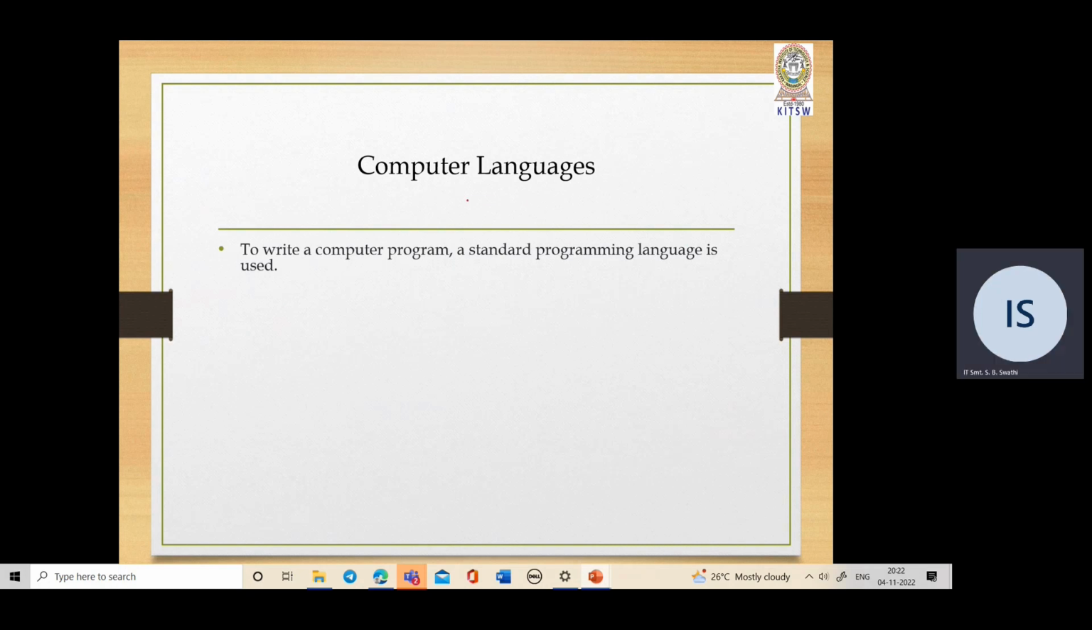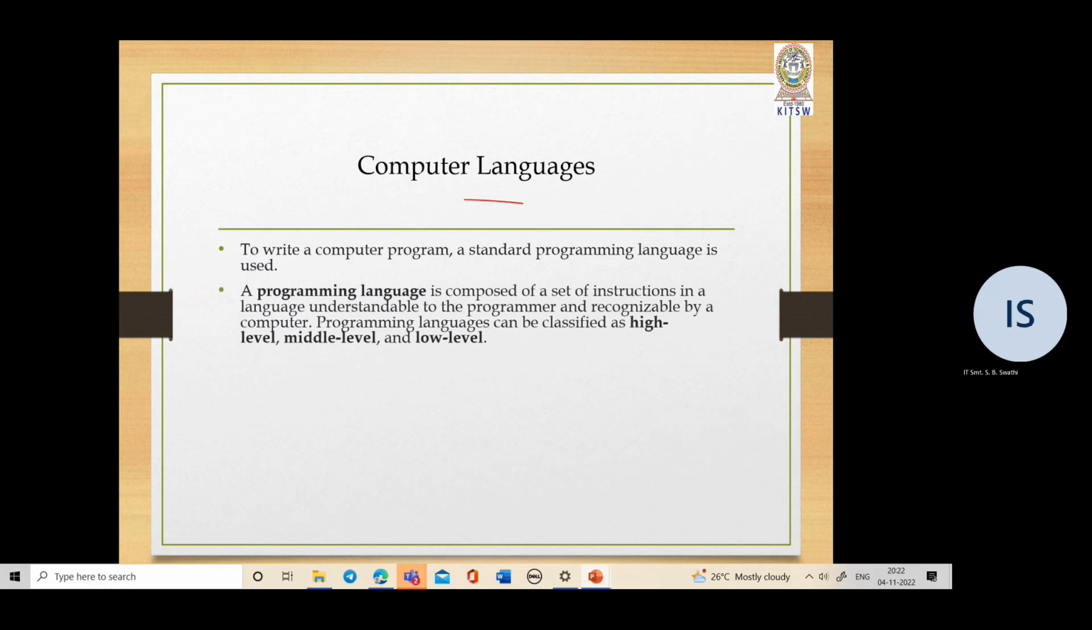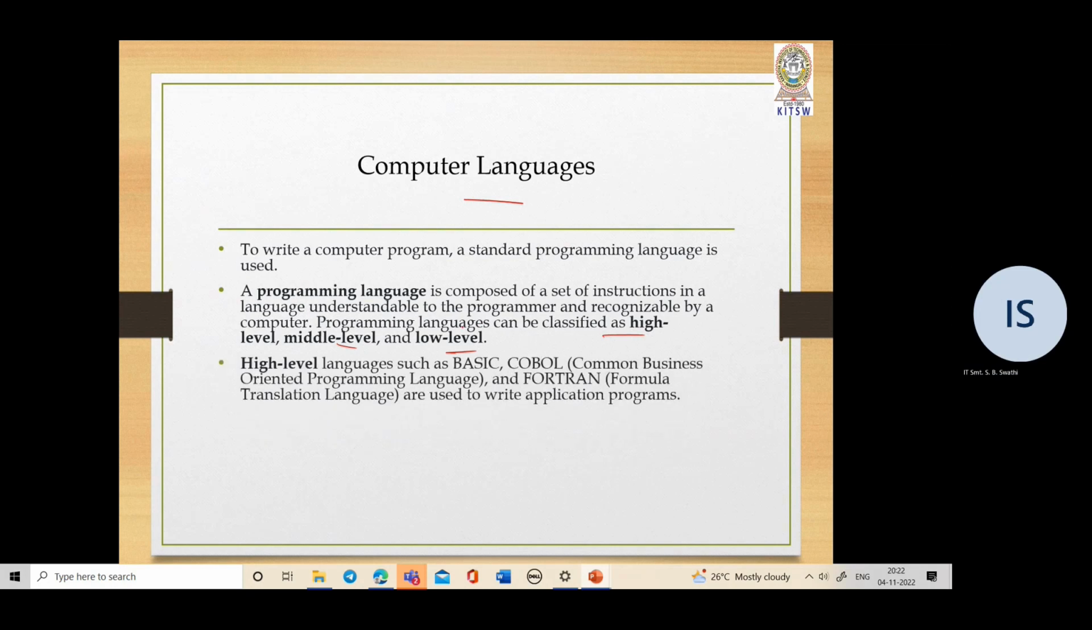This is about the computer languages. We can categorize the programming languages, different types of programming languages, into three types: high level, middle level, and low level. High level languages are used to write application programs. And examples of these are BASIC, COBOL, Fortran.